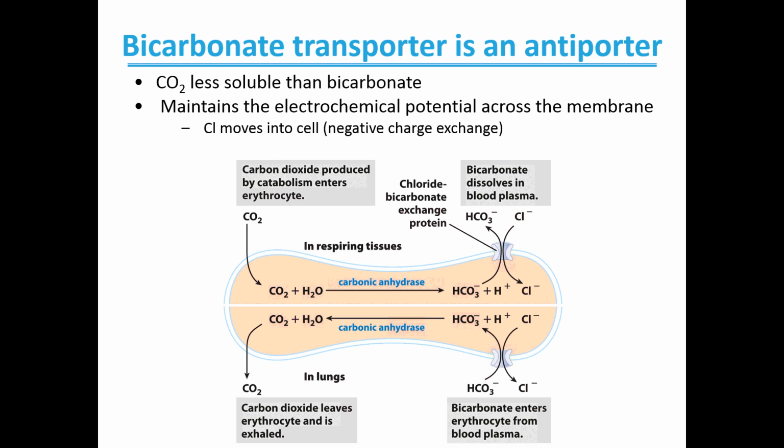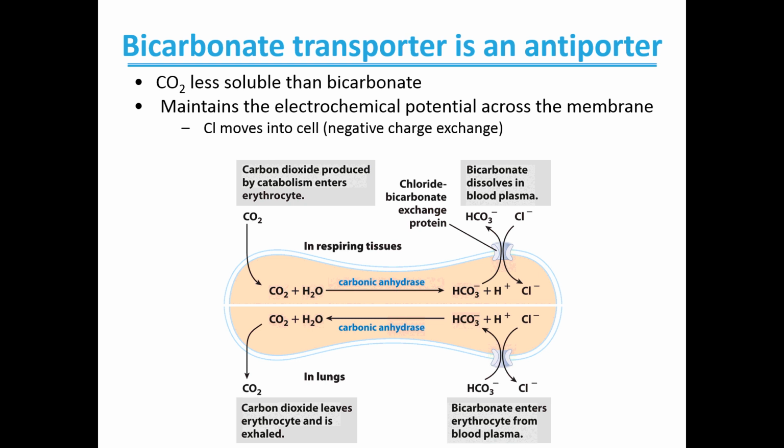Let's look at an example of an antiport. This is a reaction that we should all be familiar with as we've worked with it already this semester. So we understand that carbon dioxide is not very soluble in our blood, so we convert the carbon dioxide to a bicarbonate molecule. Now we talked about one reason we do this is to affect the pH, and that allows us to change the conformation of hemoglobin so that we can bind and release the oxygen.